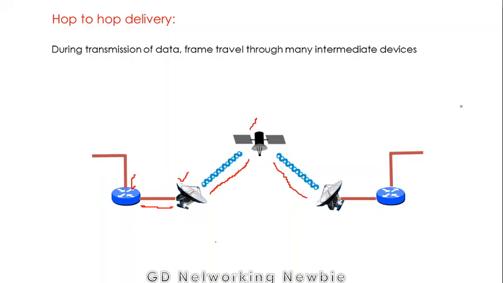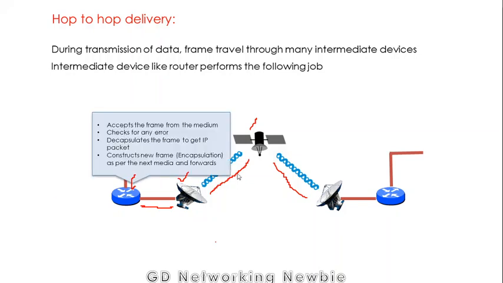So what happens during transmission of data? The frame travels through many intermediate devices. For example, intermediate devices like a router perform the following job. Every intermediate device performs some specific jobs. So these are the intermediate devices. And in the case of a router, these functions are performed by the router. First of all, when the frame arrives, this router first accepts the frame from the medium.